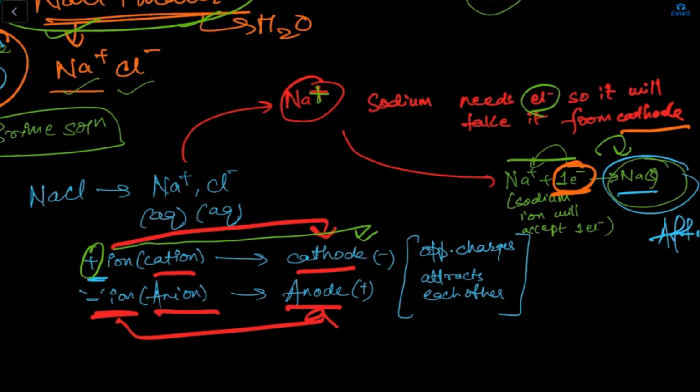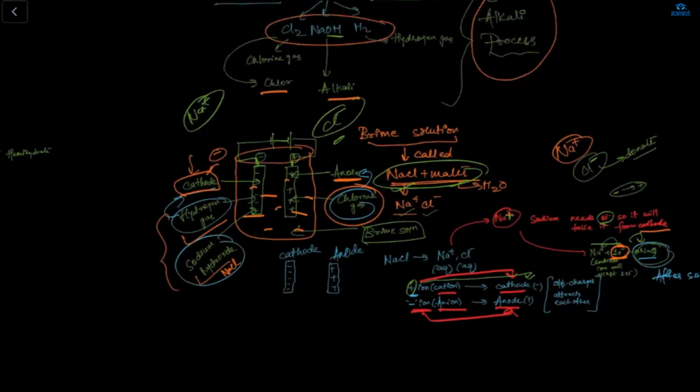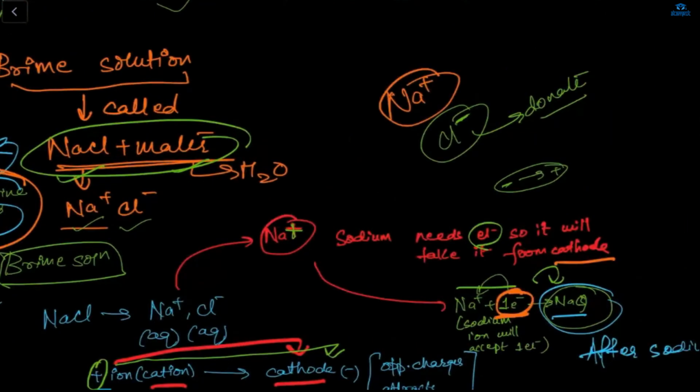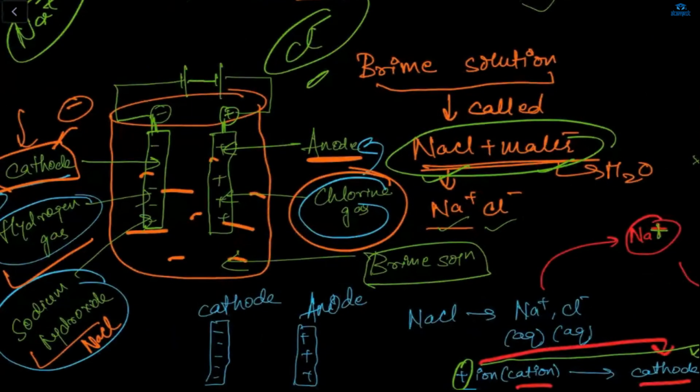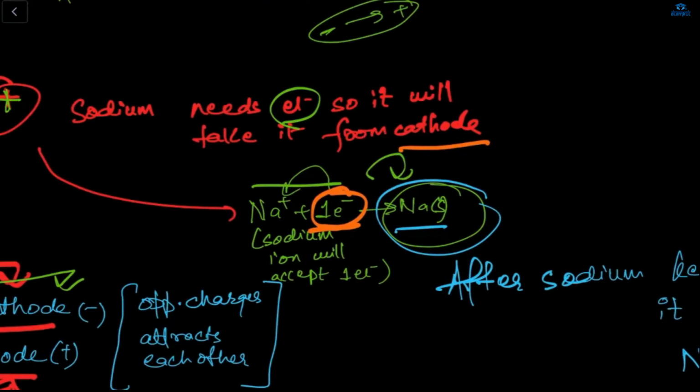So where will it take it from? It will take it from the cathode, because minus attracts plus. Opposite charges attract each other. So Na plus will take charge from the minus cathode. It needs one electron, so Na plus plus one electron minus gives Na.